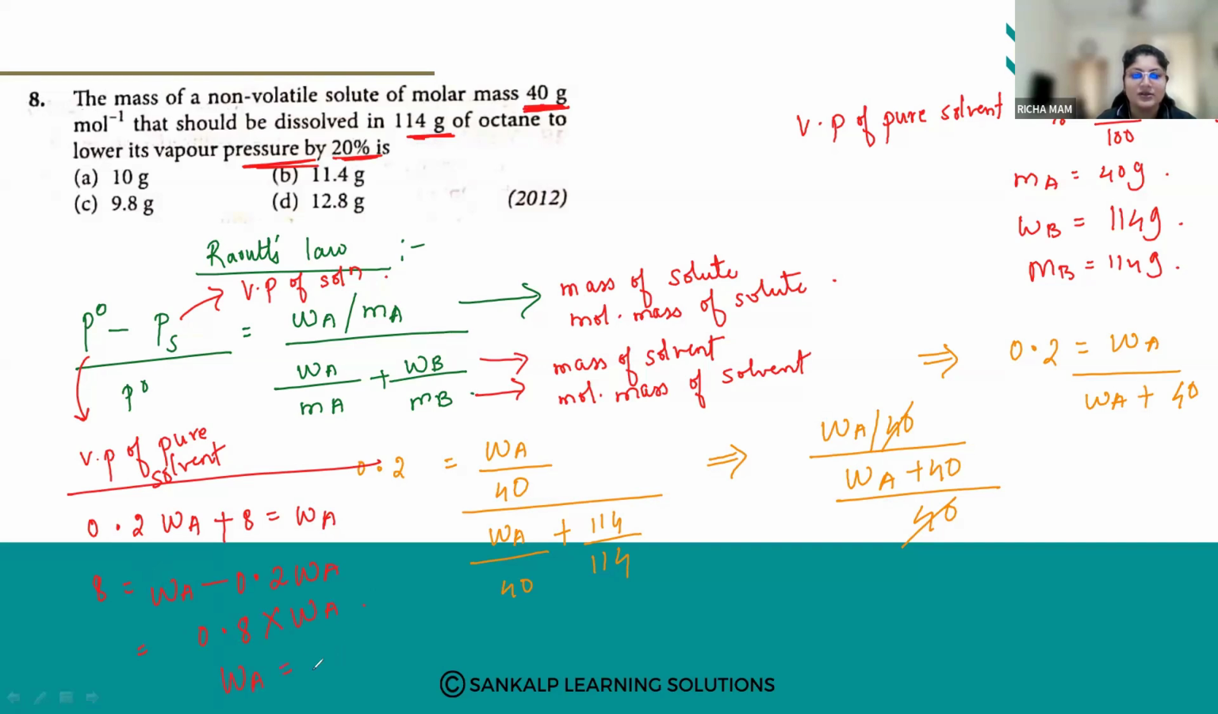How much have you got? Just calculate, 8 divided by 0.8. I am getting it as 10 grams. Everybody got 10? So your calculation only you have to see. Substitution you have done properly, but in calculation, if you make any mistake, then it will be wrong.